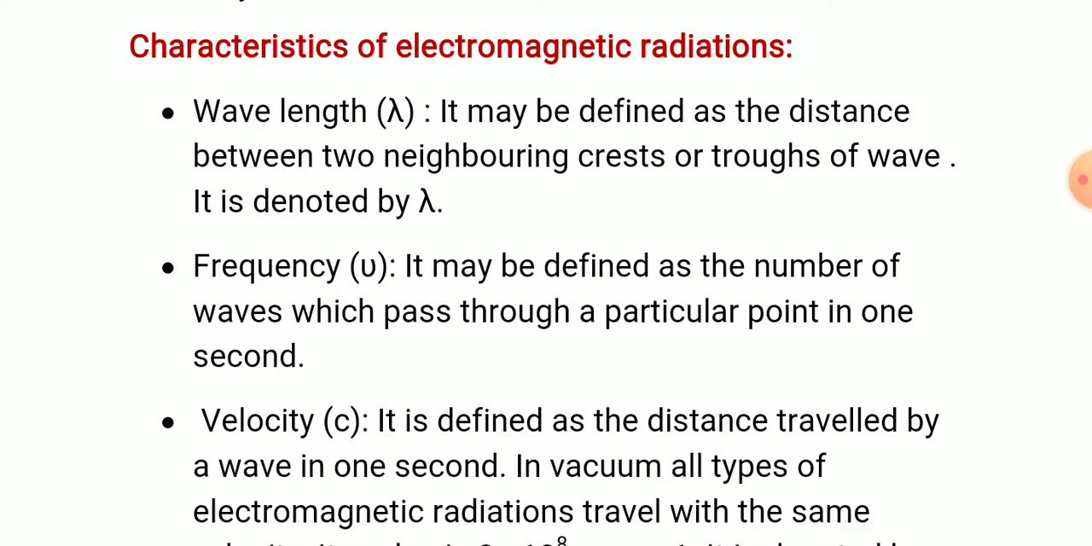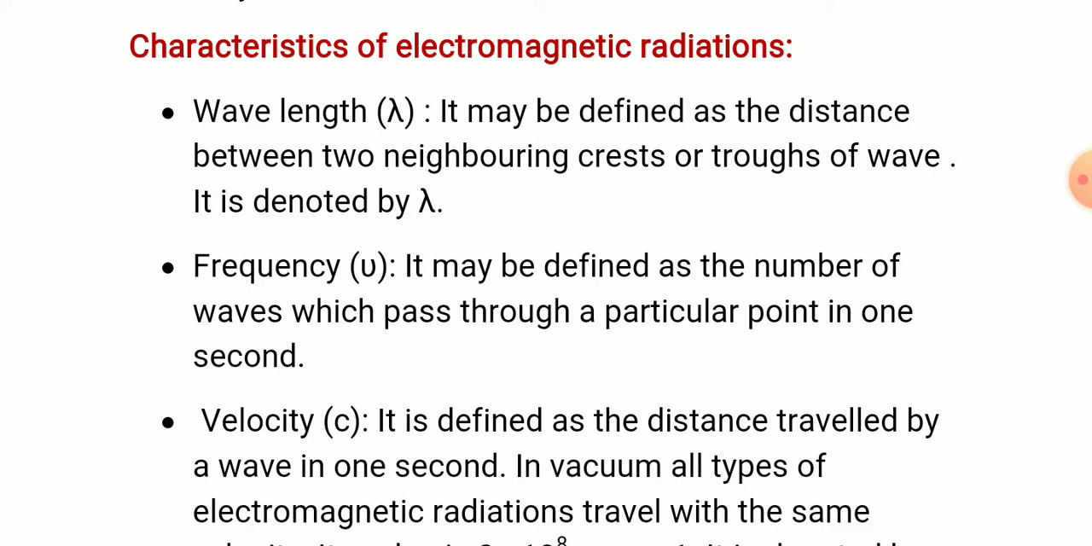You have already studied in class 10 physics about the transverse wave of light. Light propagates in the form of a transverse wave, and there are many troughs and crests. I think you can remember this one. And the wavelength is the distance between two neighboring crests or troughs, and it is denoted by lambda.